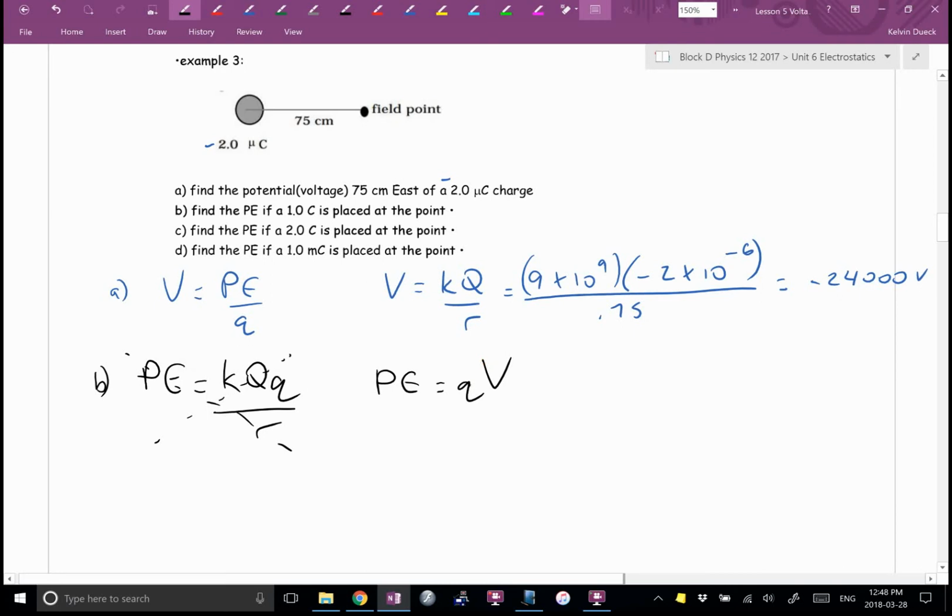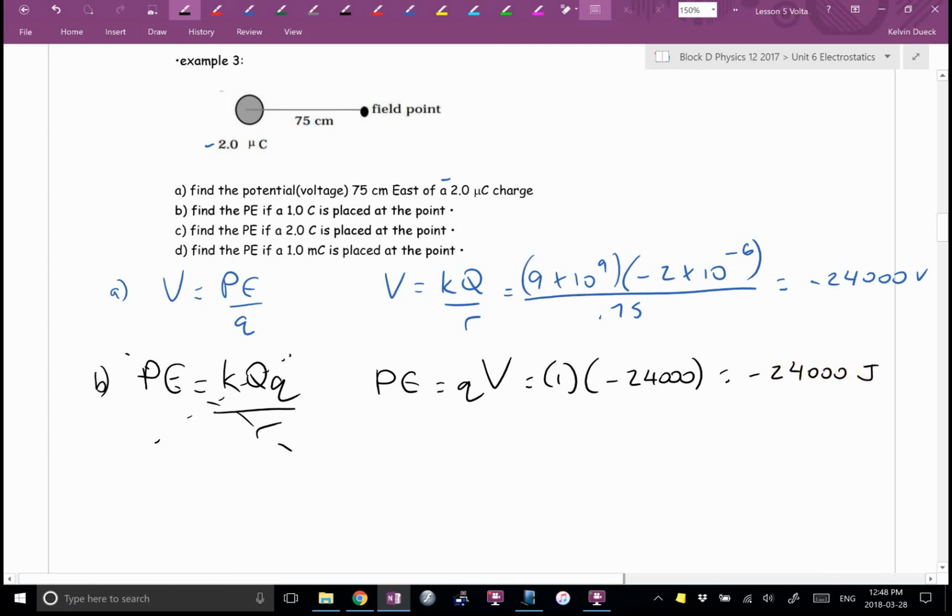This is where voltage can be very handy. If you happen to know the voltage at a location and you're finding a bunch of different amounts of energy, it's a nice shortcut. In fact, I'm going to argue that even Braden can do this in his head. Braden, what's Q in part B? 1 coulomb. Our voltage there was that. And so we get negative 24,000 joules.